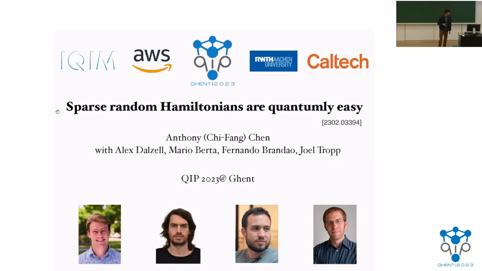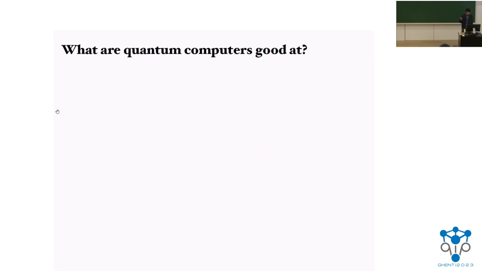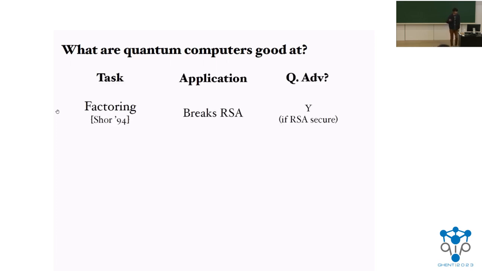This is Anthony, and today I'll be talking about random matrices. So we start with this big question: what are quantum computers good at? You all probably have your own answer to this question, whether from a theory or more practical point. Let's just quickly refresh what examples we know.